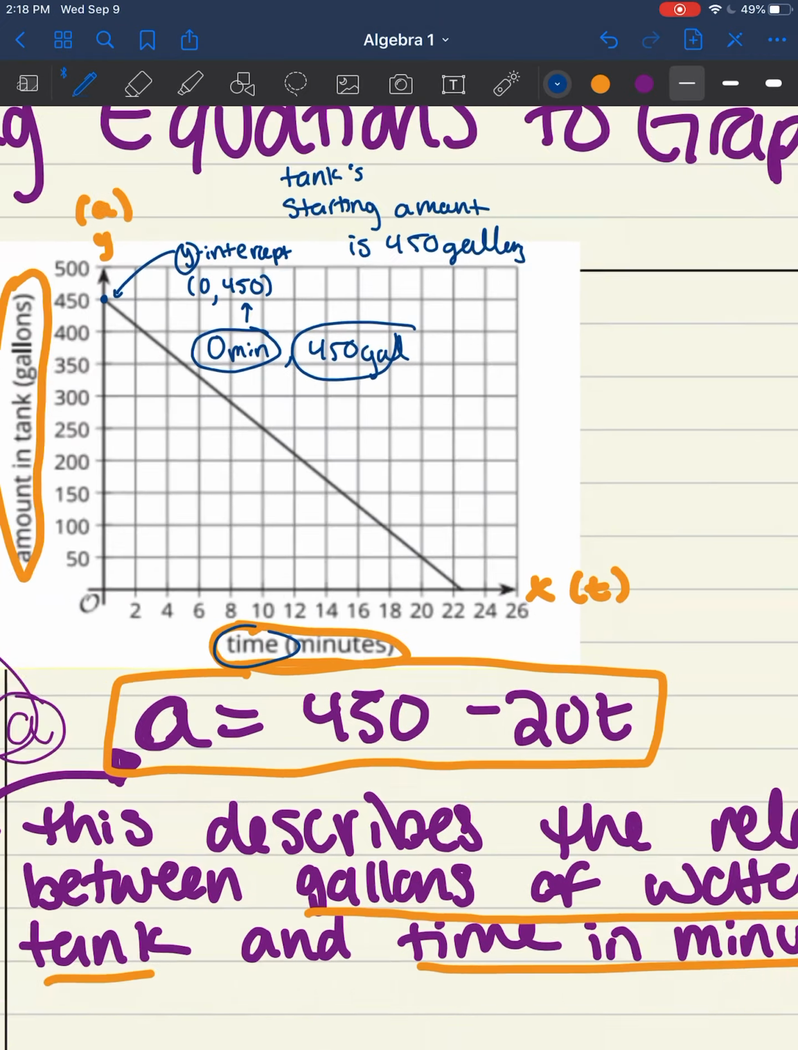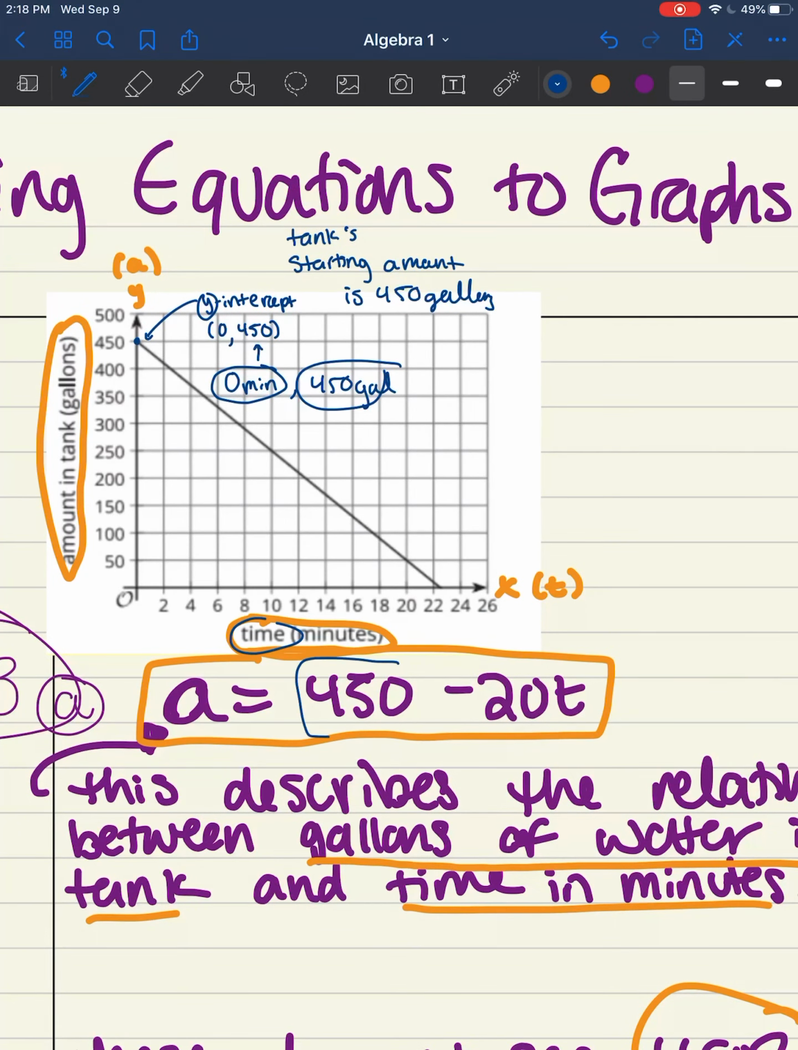And then we notice that 450 is also right here. It's the constant. It's not attached to a variable. Well, your constant in a linear equation, when it's in this form, will always be your y-intercept. So it will always refer to some sort of starting amount. Alright?